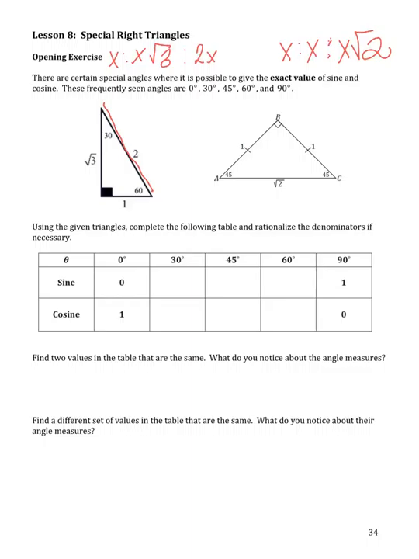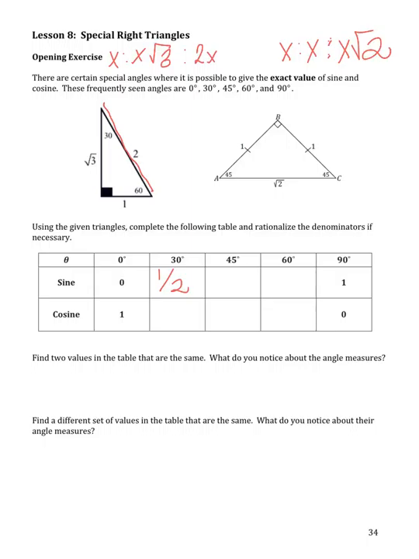So we're going to use the values of these ratios in the special right triangles in order to find our sine and cosine function. So sine of 0 degrees is 0. Sine of 30 degrees is opposite over hypotenuse. So the opposite is 1 over the hypotenuse of 2.